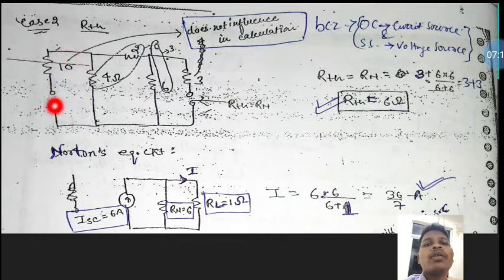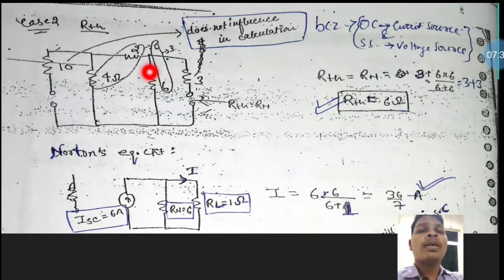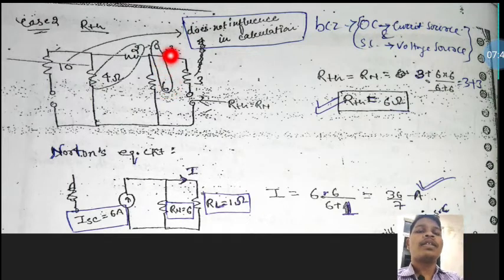So here no current will be flowing, so this 10 ohm resistance does not influence any calculation. Here 4 ohm and 2 ohm are connected in series fashion, so we add both. 4 ohm plus 2 ohm is 6 ohm, and here another 6 ohm. So both 6 ohm are now connected in parallel. In parallel connection, if both resistances are the same, then it is divided by 2, or half, so it is 3 ohm.